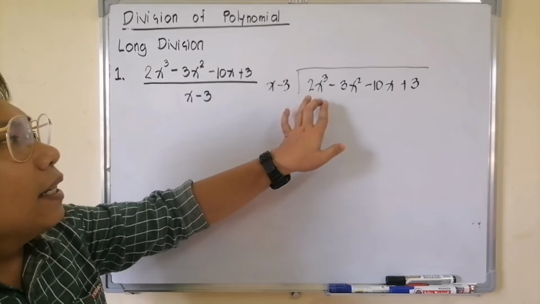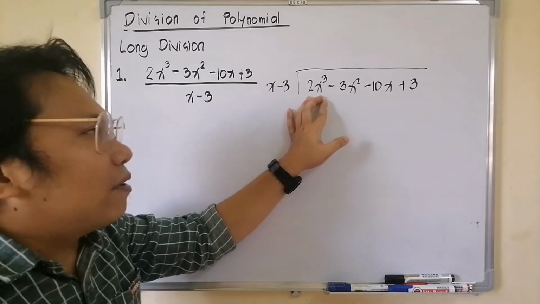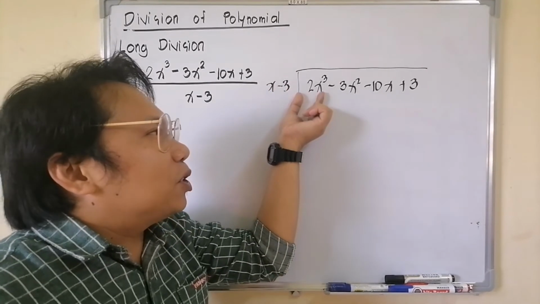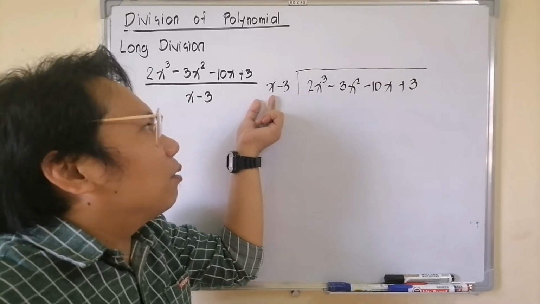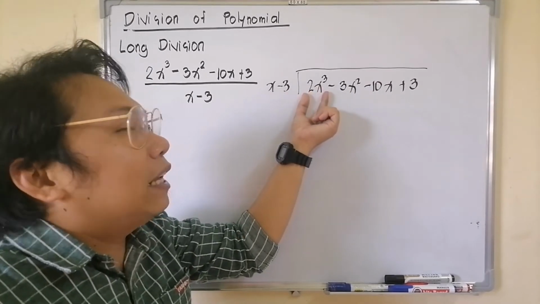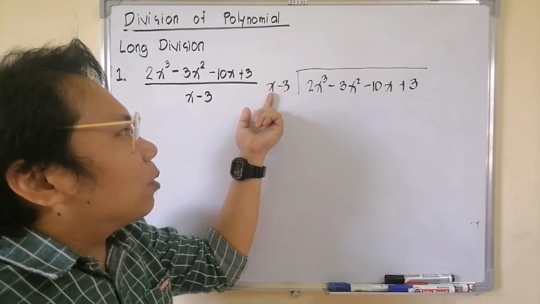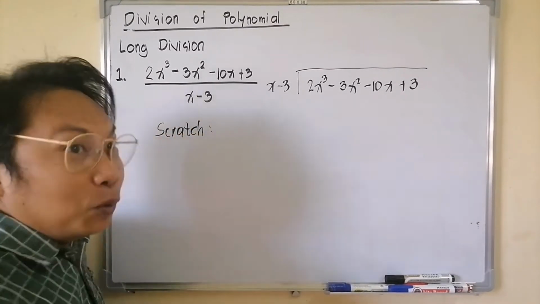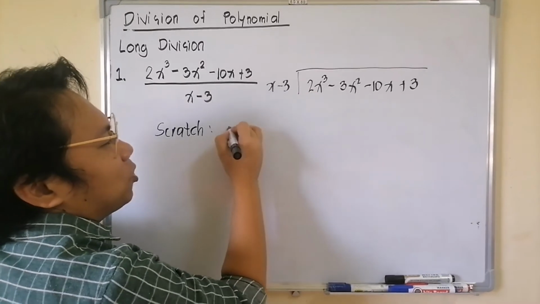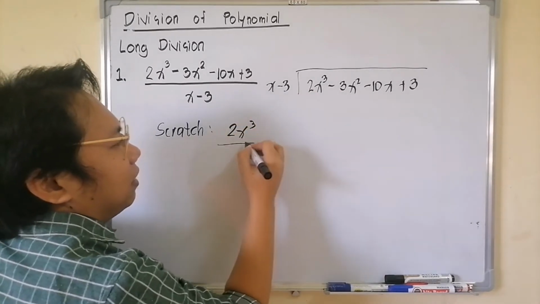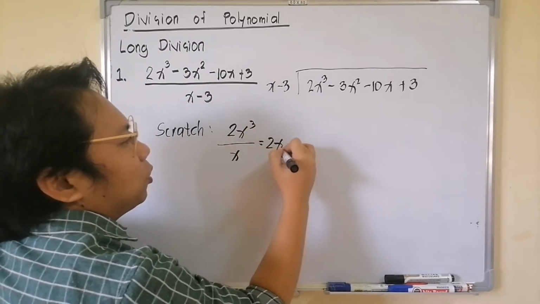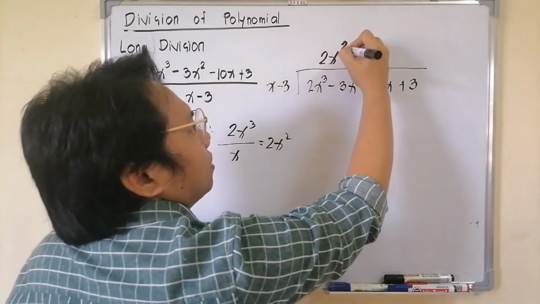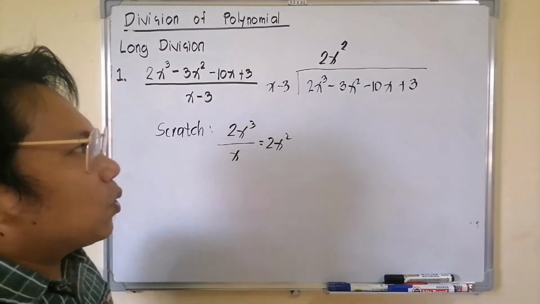You just simply divide the first term of your dividend by the first term of your divisor. Our first term here is 2x cubed. Our first term here is x. So let's put this down as scratch, as our solution. You have the first term, 2x cubed divided by x will give you 2x squared. So that is now here your first quotient, 2x squared.